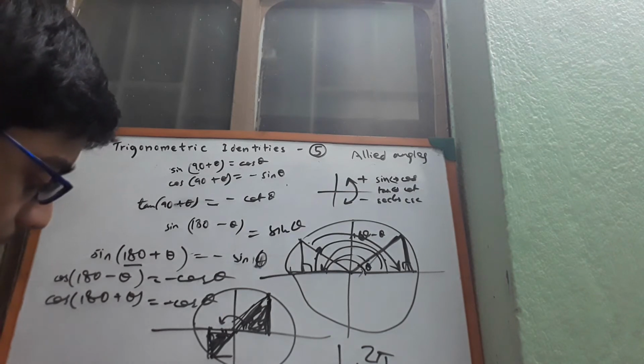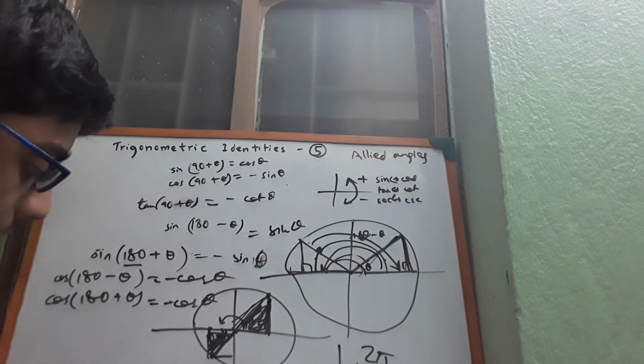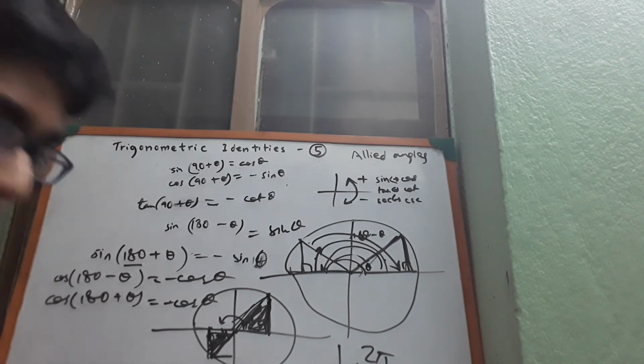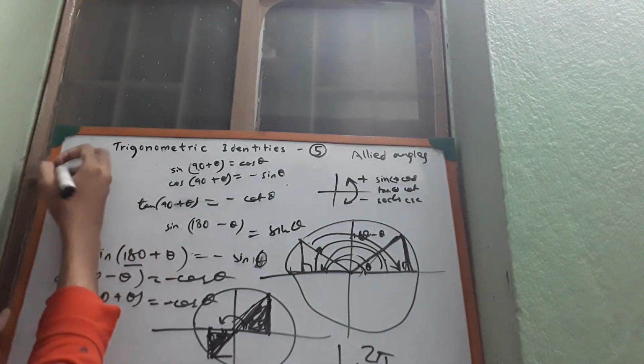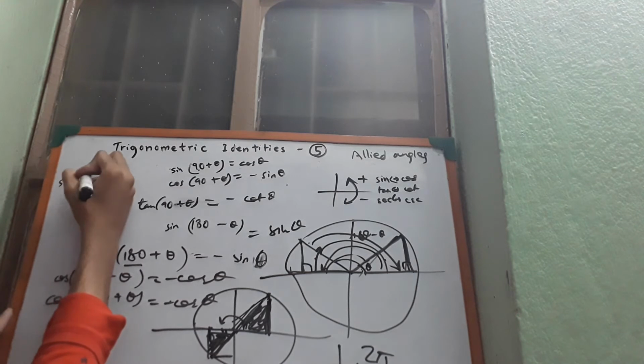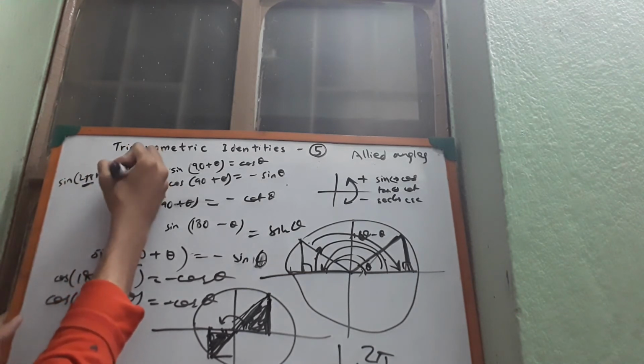Similarly cos 2 pi n, or 2n pi, but I am writing 2 pi so that it's easier. By the way, you can't see here, right, sorry. So sine of 2 pi n, or 2n pi, plus theta is just sine theta.